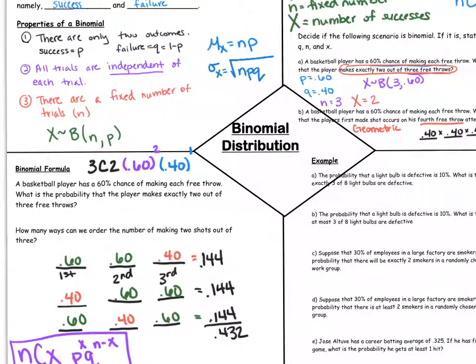Now, here's what we're going to do, though. We're not going to do these by hand. We're going to do these with the calculators. So you need a calculator for this. If you don't have one, get one. But we're going to talk about 2 types of binomials today. We're going to talk about what's called binomial PDF, the binomial PDF in your calculator.